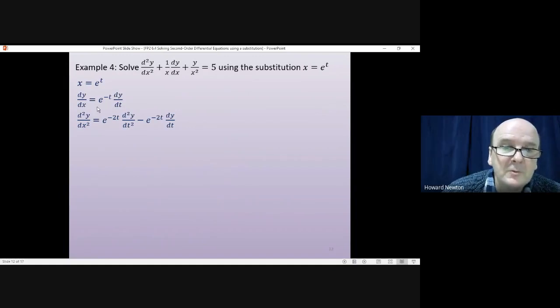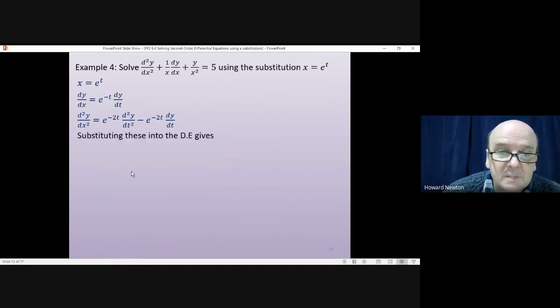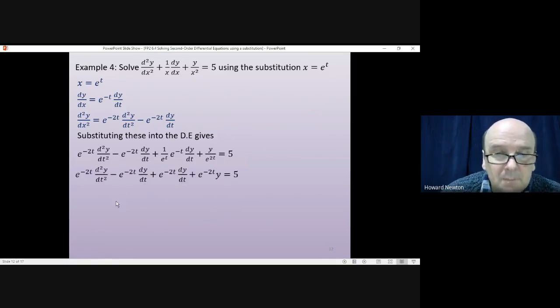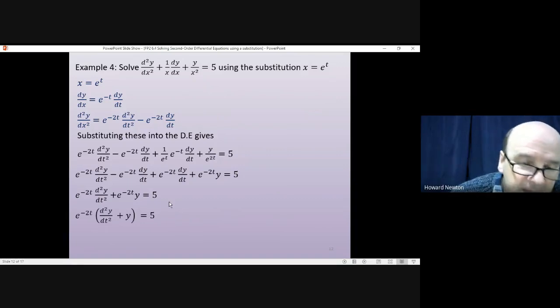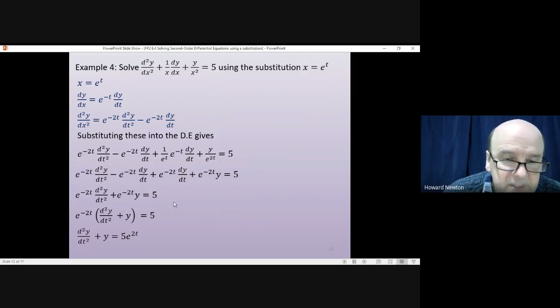Finally, we've done all of the work that we need to do to transform this differential equation. So now we can substitute in those three expressions. And substituting those in will give us this. I'm doing a little bit of tidying up with these e to the t's, gives me that. These two terms in the middle cancel with each other, so it simplifies to this. Then factorizing will give me that. And then moving e to the minus 2t to the other side will give me d2y by dt squared plus y equals 5e to the 2t.